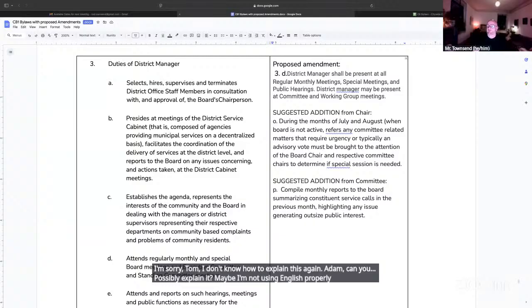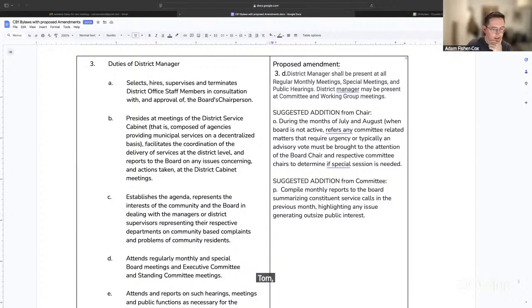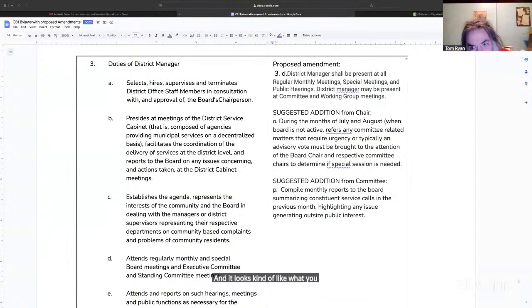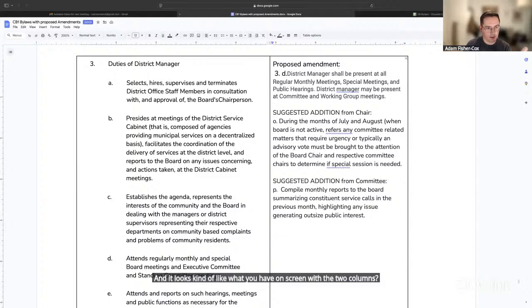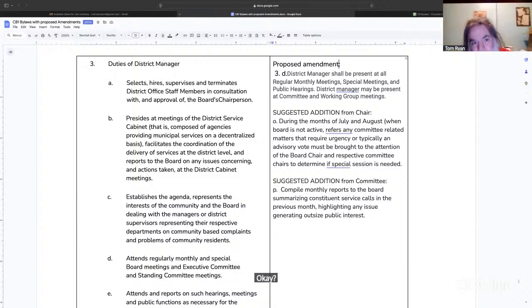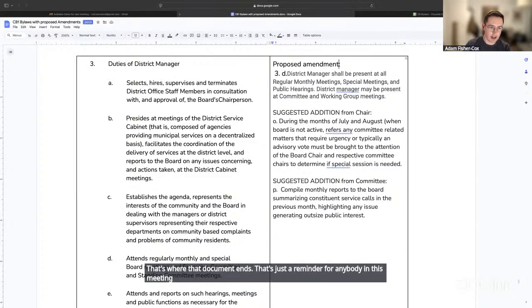Tom, you're talking about the document that you downloaded from the email that Florence sent out with the reminder for this meeting. It looks kind of like what you have on screen with the two columns, bylaws on one side and empty on the other. Yeah, that covers everything that we have covered in the previous three meetings. We covered up to Article 11. That's where that document ends. That's just a reminder for anybody in this meeting. Here's what we covered so far.